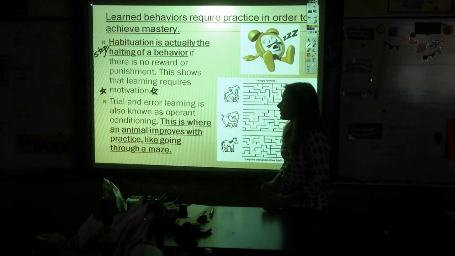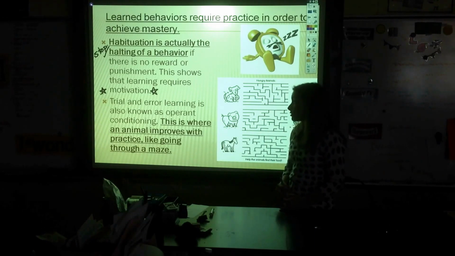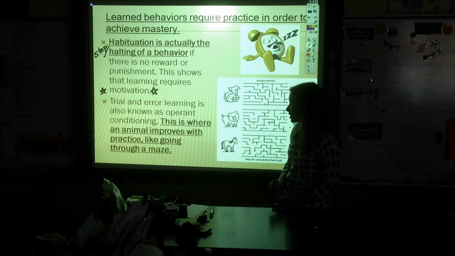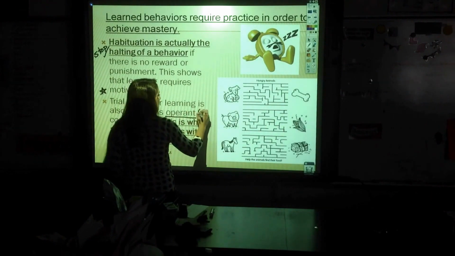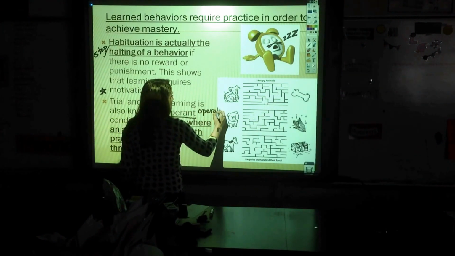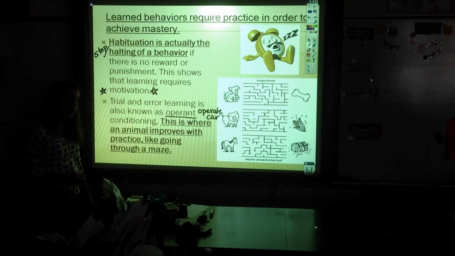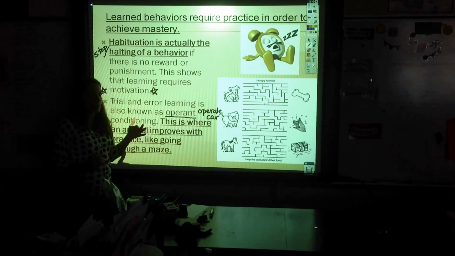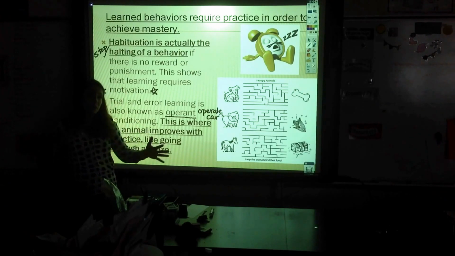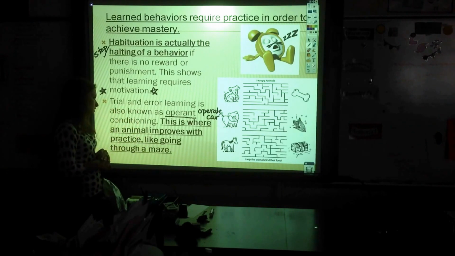Another set of behaviors that we're going to look at are called trial and error learning. It's also known as operant conditioning. When I think of operant conditioning, I think of operating a car, learning how to drive a car. When you're learning how to drive a car, you make some mistakes. You press on the gas too fast or the brake too slow, and you learn by making mistakes, and that's called operant conditioning. Notice this word, conditioning.